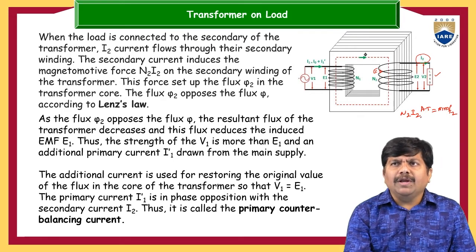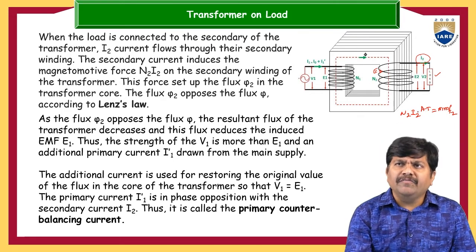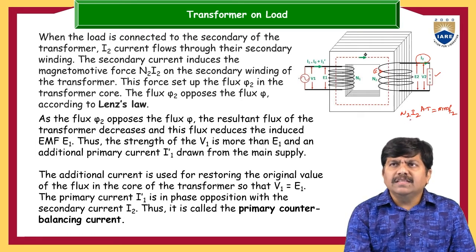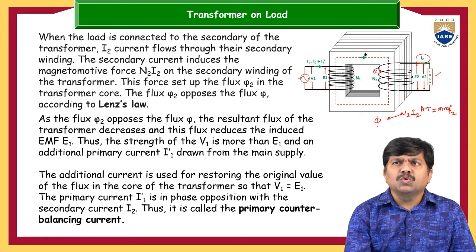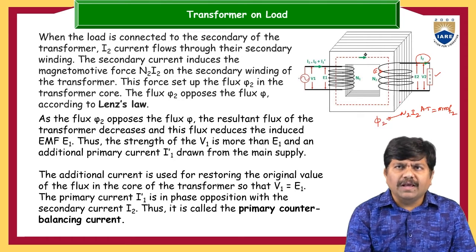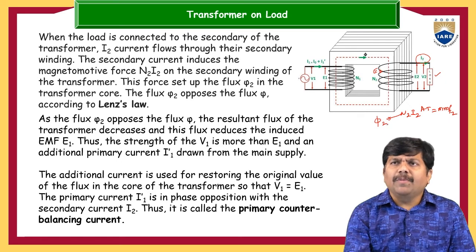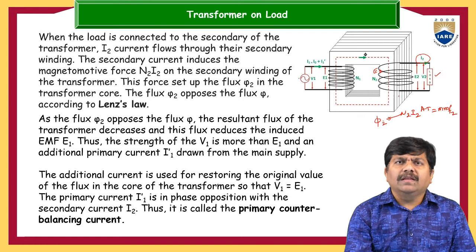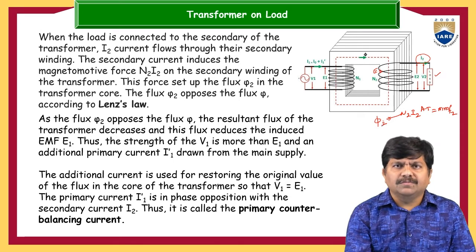This N2I2, as we have already discussed, is nothing but the magnetomotive force in the secondary winding. This will proportionally drive its own flux, that is pi 2. Why are we representing it as pi 2? This 2 stands for the secondary winding, for the loading conditions, or for the I2 current, because if there is no load, then there is no I2, there is no magnetomotive force, then there is no flux.